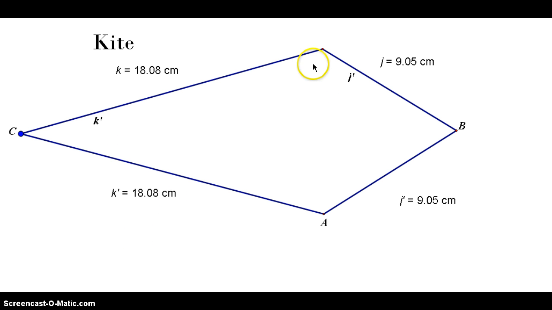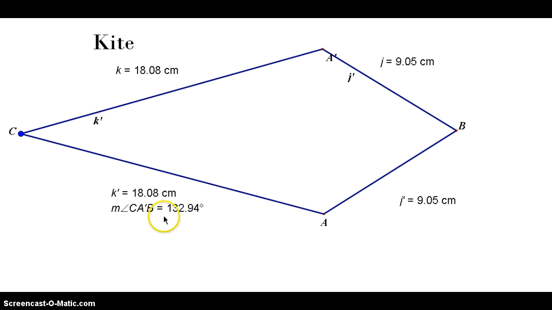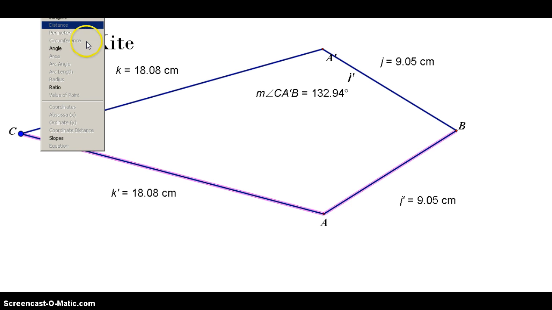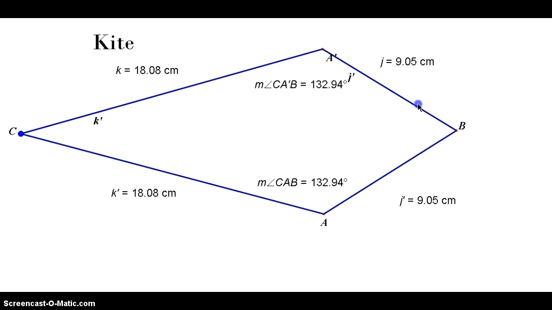Let's see. I have this angle that's formed right there. Let's measure that angle. That angle is 132.94, and let's do the same thing with this angle here. Again, 132.94. Now, what that means is that we have one pair of opposite angles being congruent.